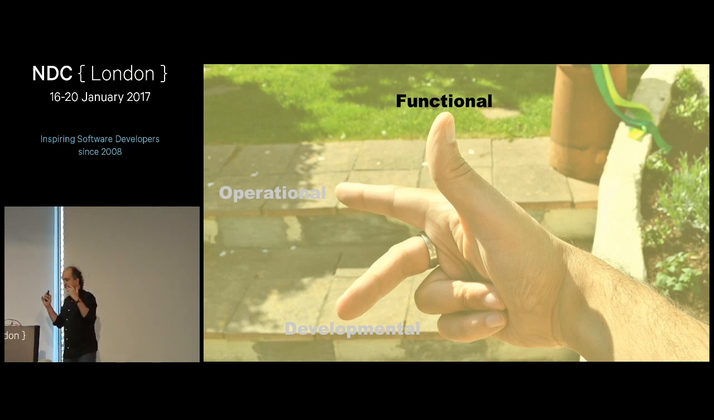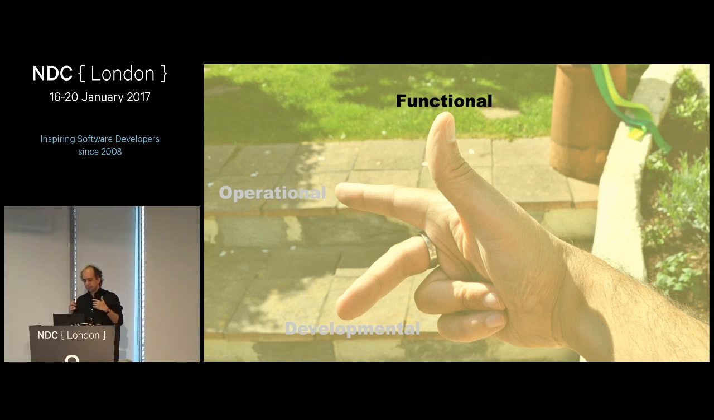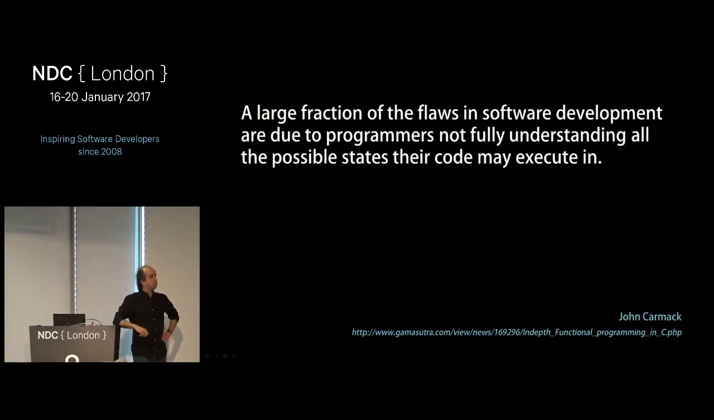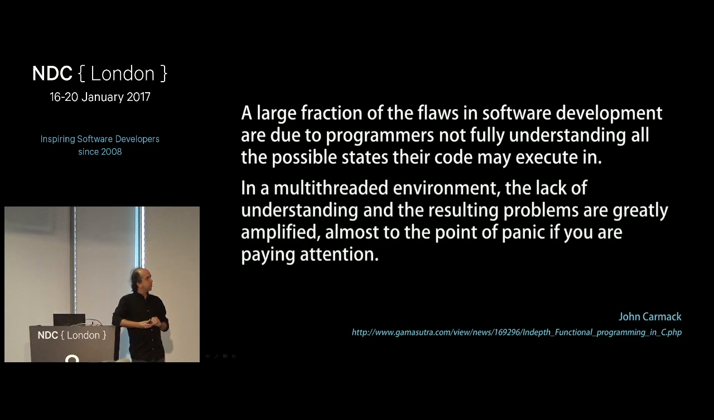So there are reasons for doing this. However, the expressiveness is the bit that gets us, and this is where lurking in the top right-hand quadrant causes us problems. "A large fraction of the flaws in software development are due to programmers not fully understanding all the possible states their code may execute in." John Carmack of id Games. "In a multi-threaded environment, the lack of understanding and resulting problems are greatly amplified, almost to the point of panic if you are paying attention."